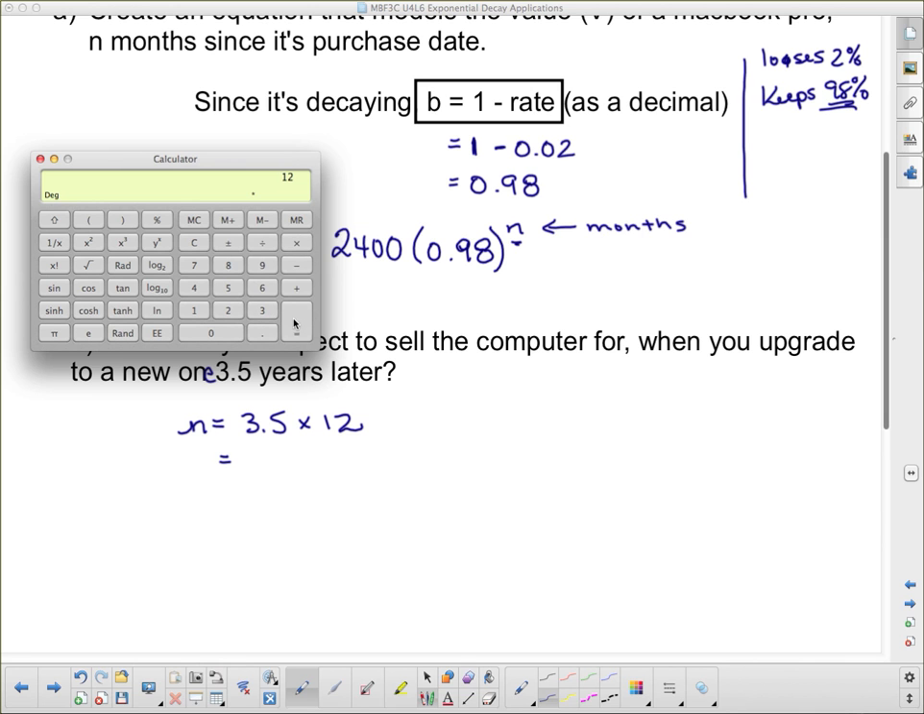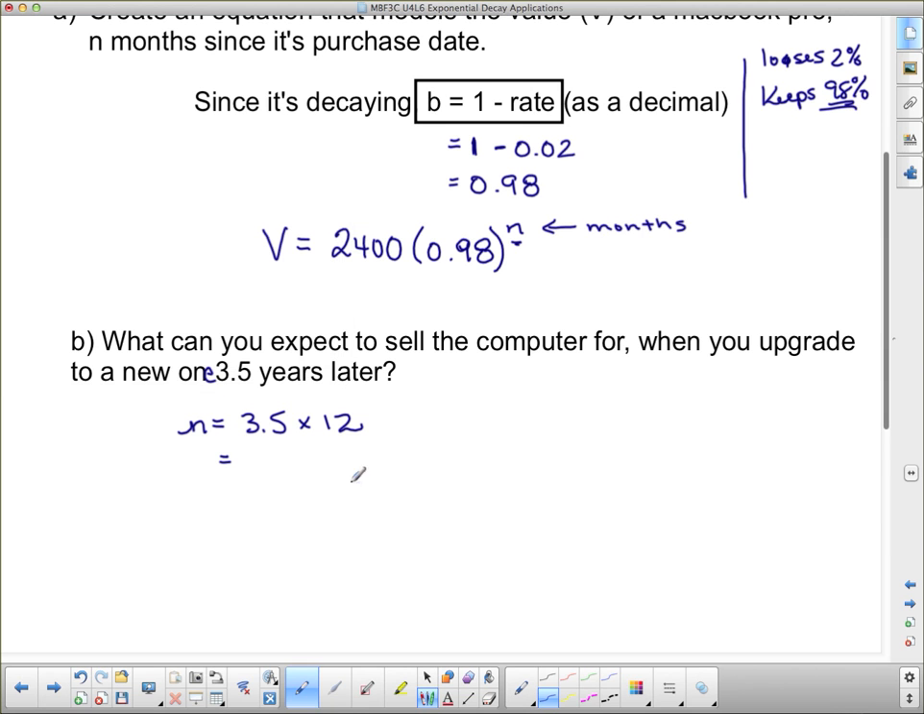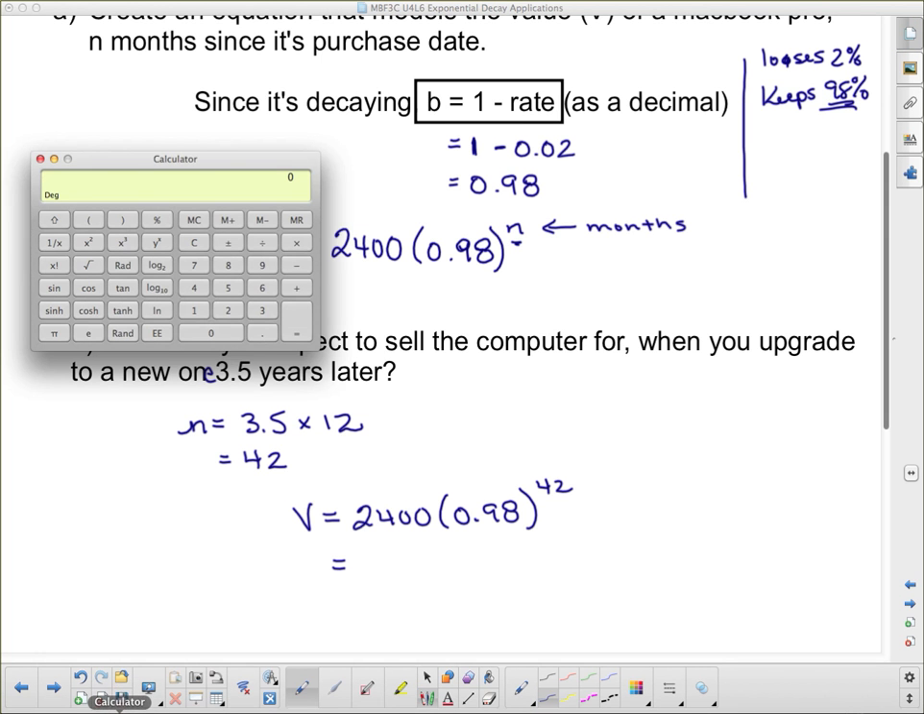3.5 times 12 is 42. So we've got 42 months we're going to keep the computer, and we're going to see what other people will pay for it. So the value equals 2,400 times 0.98, but now instead of this n, we're going to put in that 42 months that we're keeping the computer, and we want to know what it's worth after that 42 months. So let's plug it into the calculator.